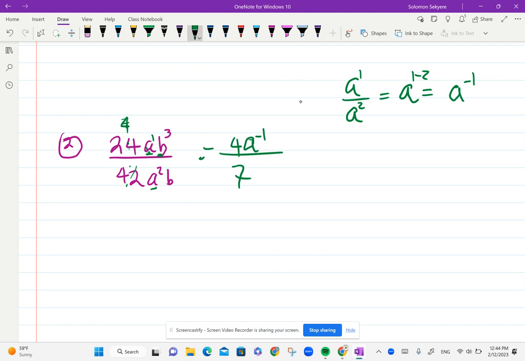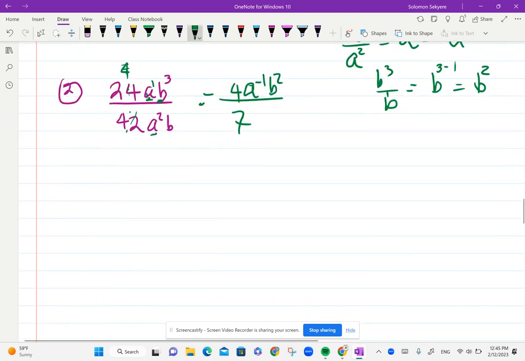And then this one here, we have b cubed over b. B is to the power 1. So what does that mean? You subtract the exponents. B to the power 3 minus 1, which is b squared. We write it over here, b squared. This is what we will get, but we want to rewrite everything as positive exponents. So for a to the negative 1, you remember what we learned? If it's negative, it goes to the bottom and becomes positive. So 4 over 7 a b squared.